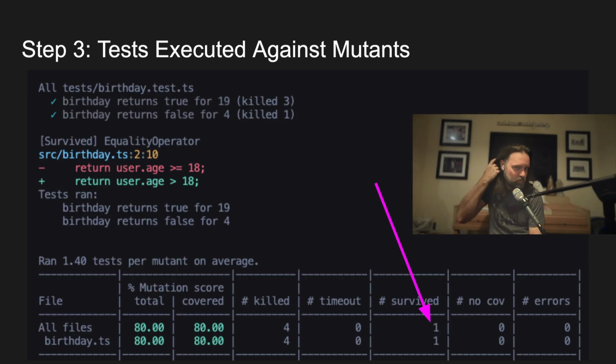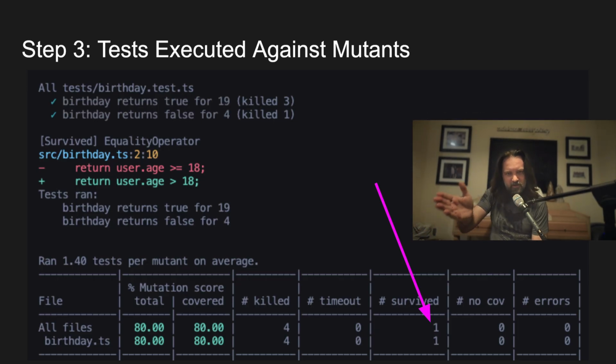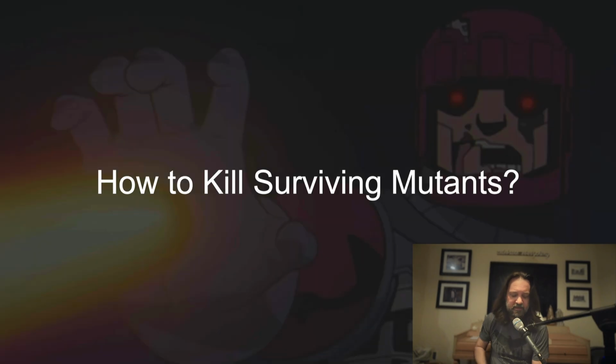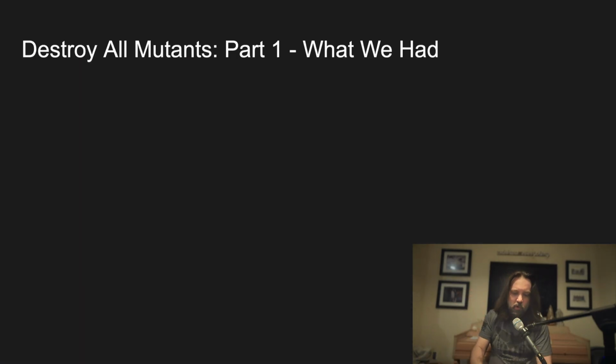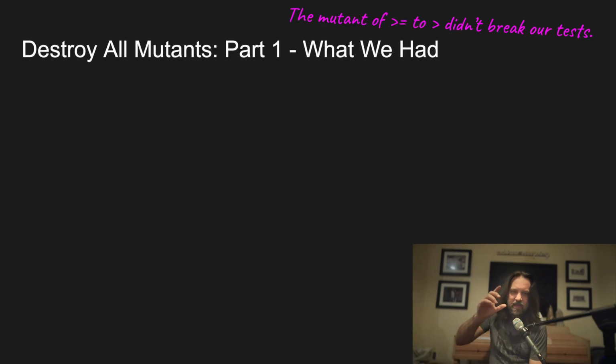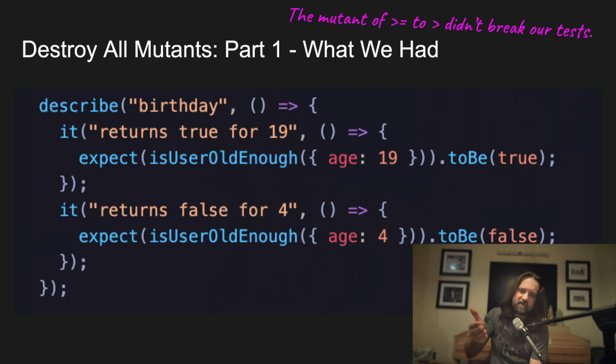What we're trying to do now that we have a report is figure out how to kill what they call surviving mutants. So you have 80%, you have mutants that are leftover mutations in your code that your unit tests just didn't catch. What do we do? How do we improve our unit tests? Part 1 of what we had was that it changed it to greater than instead of greater than or equal to. And these are the existing unit tests we had: if you're 19, you're allowed in the club. If you're 4 years old, you're not allowed in the club, right?